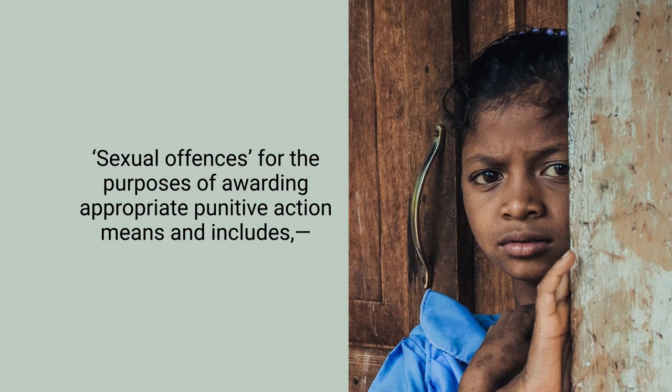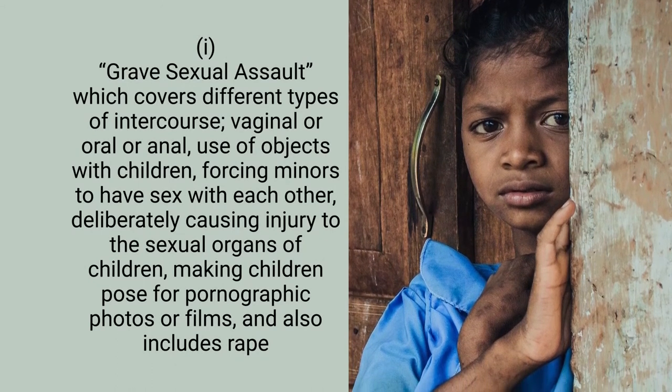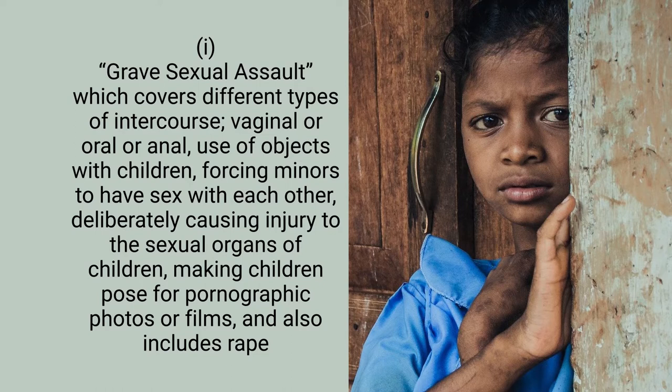Sexual offenses have been defined in Y. For the purposes of awarding appropriate punitive action, it means and includes grave sexual assault. Grave sexual assault is very important, which covers different types of intercourse. It can be vaginal, oral or anal. The children are very vulnerable. Their body parts are very sensitive, so everything has been included. Use of objects with children. Forcing minors to have sex with each other is also punishable under grave sexual assault. Deliberately causing injury to the sexual organs of children, making children pose for pornographic photographs or films, and it also includes rape. So when you force children to pose for a video or a picture for use on pornographic sites, that is also covered under grave sexual assault.